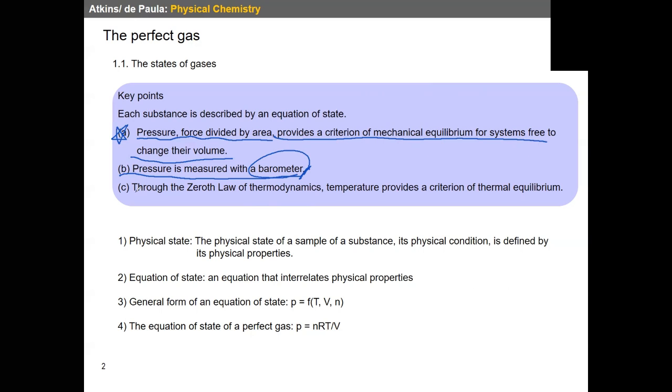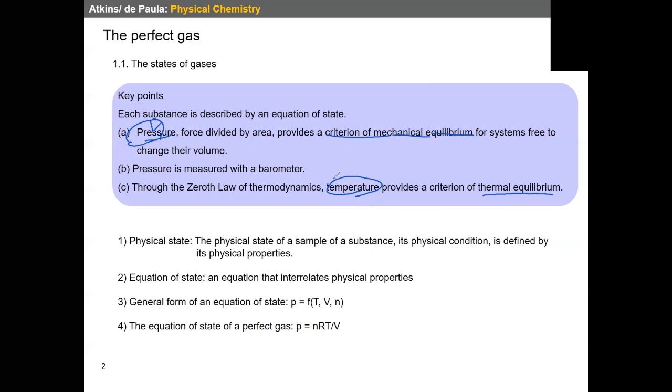Also there is the Zeroth Law. You might already have heard about this in prior classes such as physics or general chemistry. Through the Zeroth Law of thermodynamics, temperature provides a criterion of thermal equilibrium. So there are two concepts we face in these classes. First, pressure, and second, temperature. Pressure is a criterion of mechanical equilibrium, and temperature is a criterion of thermal equilibrium.